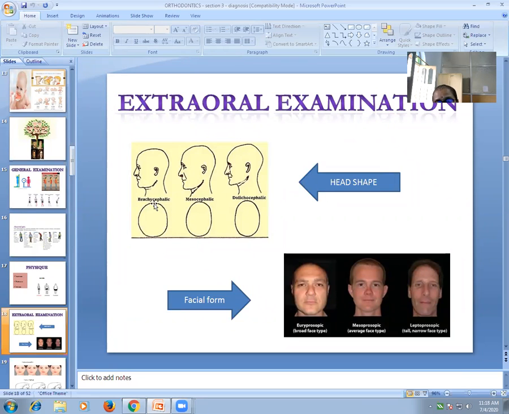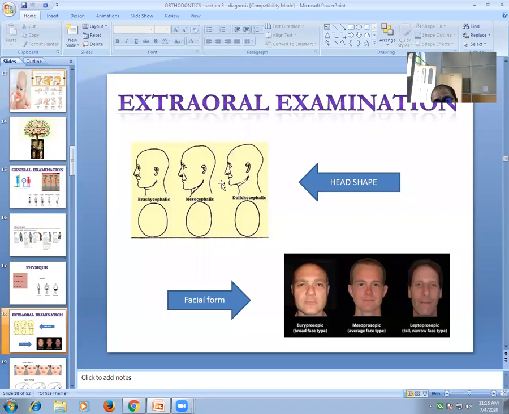So if the length and width are equal, that means the patient has a broad head, that is brachycephalic, a large head. Usually this brachycephalic patient will exhibit a broader face and broader arches. Malocclusions associated with this will be facing across by like that.